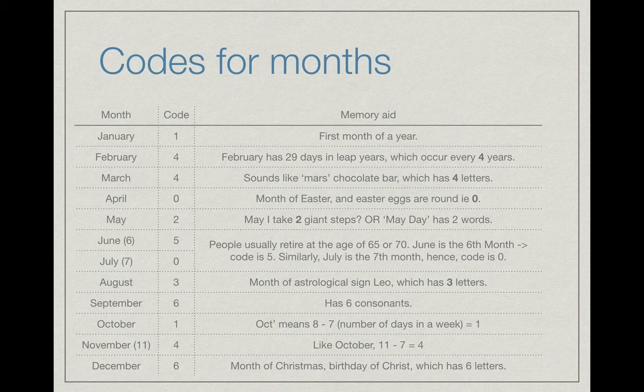So you have January, so the code number is 1. And the way I remember that is January is the first month of a year, so that's why it's 1. February is 4 because February has 29 days in a leap year, which occurs every 4 years, so that's why it's 4. March, which sounds like a Mars chocolate bar, and Mars has 4 letters, so that's why it's 4. April is the month of Easter, the festival, and Easter eggs are so delicious. They're round, so therefore the code is 0.